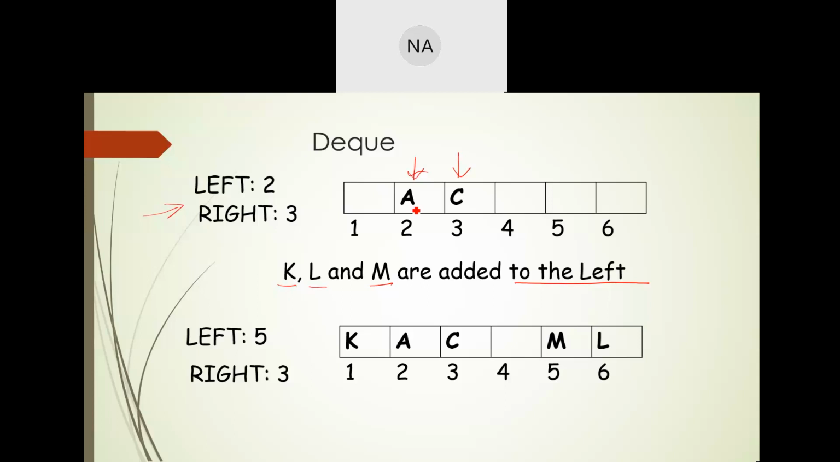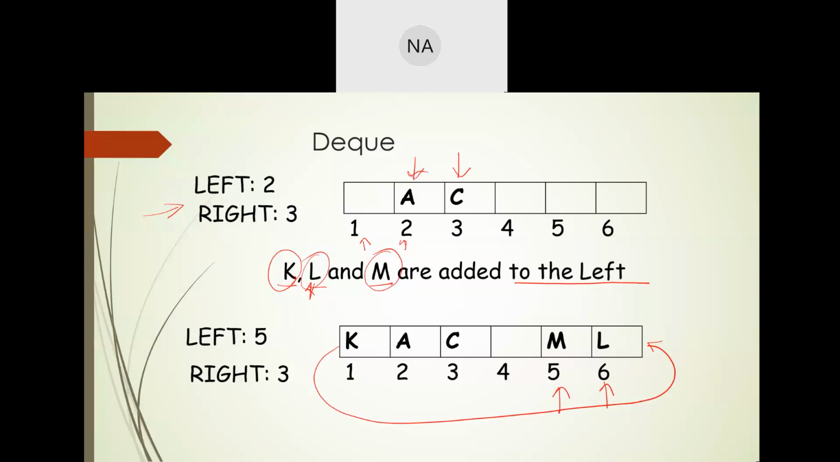At the left of the left pointer we have index 1. So we will store the first element K at location 1. Then insert L, but 1 is the lowest index of this array. So where will we go? Since we are treating this array as a circular array, after the first location we will go to the last location. So the next element L will be inserted at index 6. Then the next element M will be inserted at index 5.